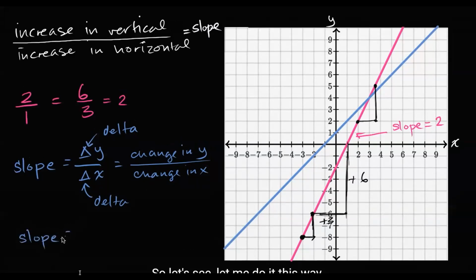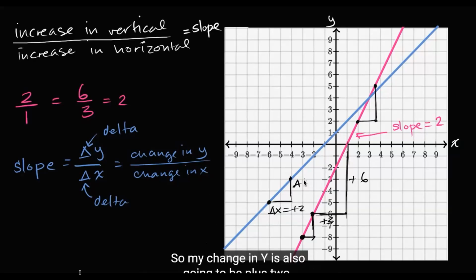So let's see. Actually, let me do it this way. Let's just start at some point here. And let's say if my x changes by 2, so my delta x is equal to positive 2, what's my delta y going to be? What's going to be my change in y? Well, if I go to the right by 2 to get back on the line, I have to increase my y by 2. So my change in y is also going to be plus 2.